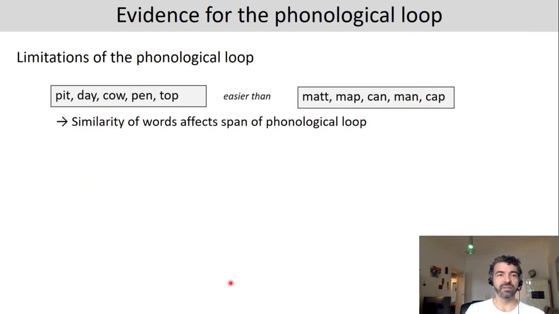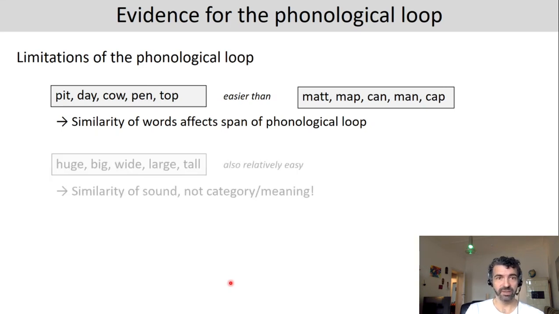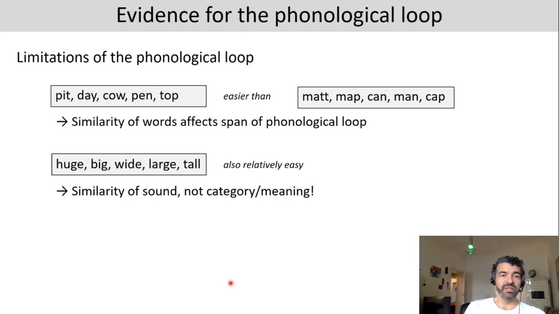There are also several limitations of the phonological loop. So, for example, pit, day, cow, pen, top is easier than mat, map, can, man, cap. So the similarity of words seems to affect the span of the phonological loop. Huge, big, wide, large, tall is also relatively easy, so it's the similarity of the sound, not the similarity of the category or the meaning, which again is evidence that it is really a phonological representation rather than an abstract representation of the words.